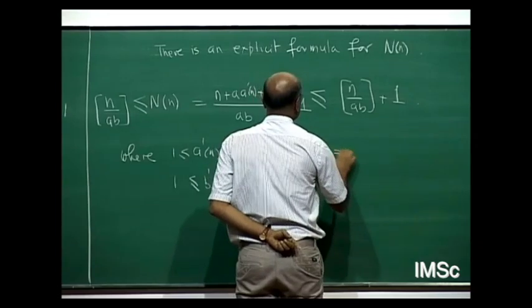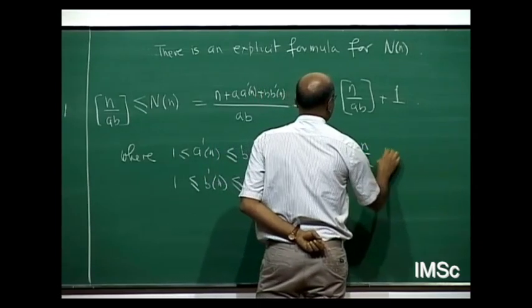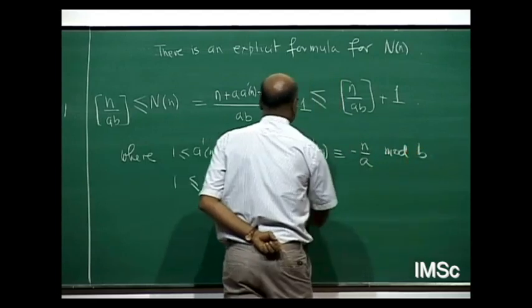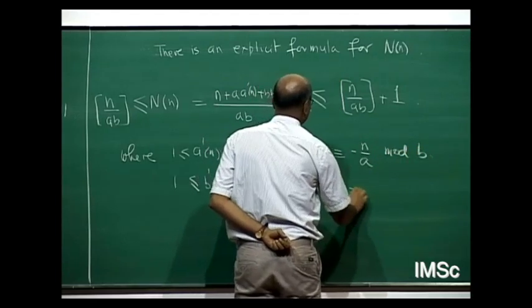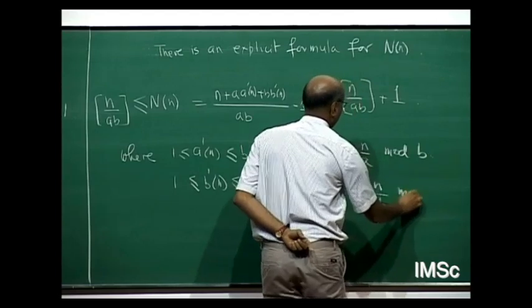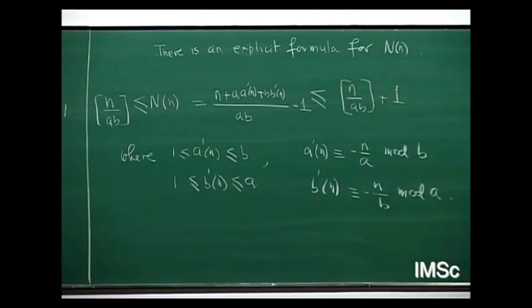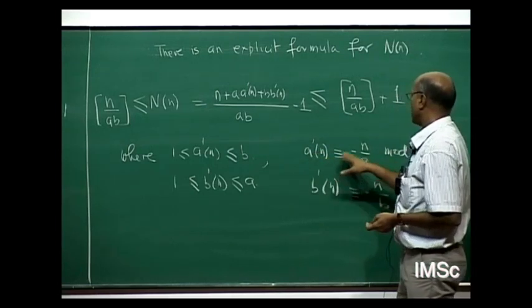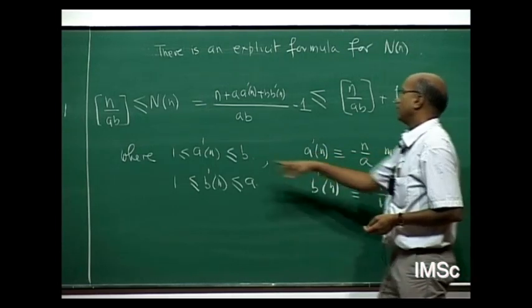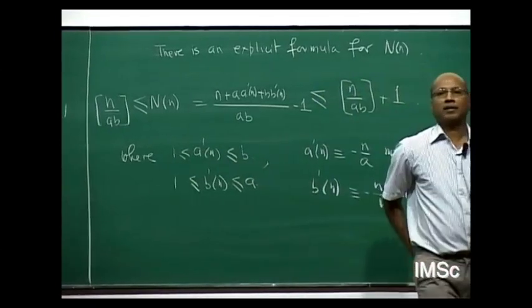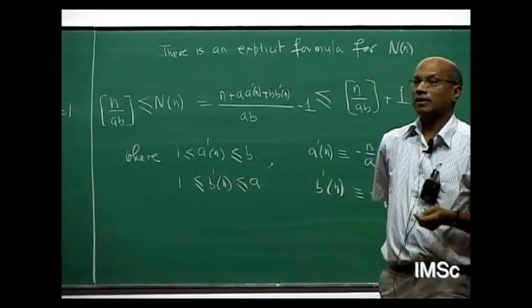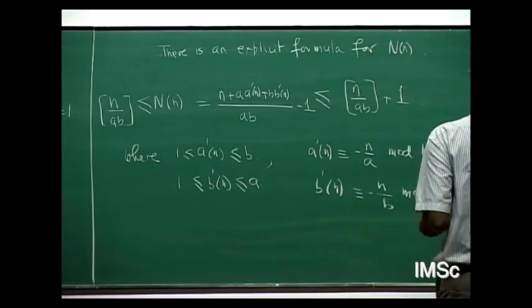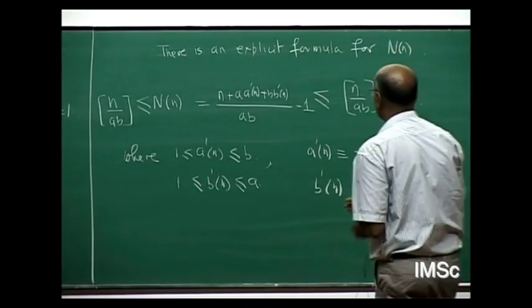a'n is congruent to minus n by a mod b, and b'n is congruent to minus n by b mod a. Since a and b are coprime, one can invert a mod b, so this is a meaningful object. There is a unique integer a' congruent to this number mod b within the range 1 to b. So this is a precise formula. It tells you what this number N(n) is.